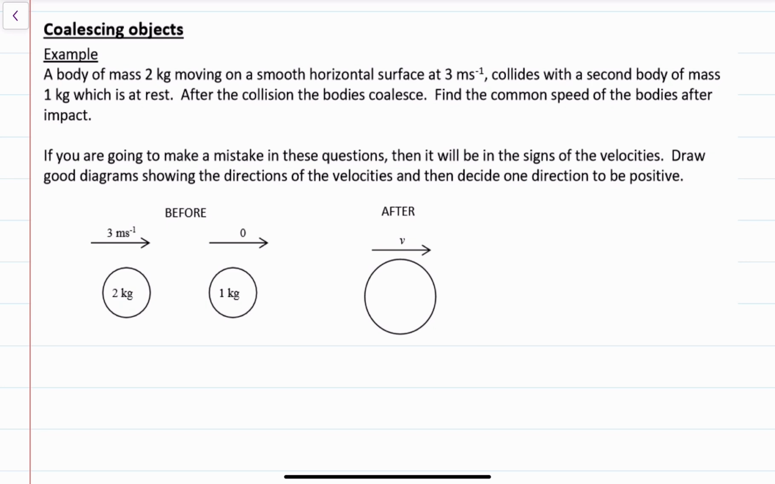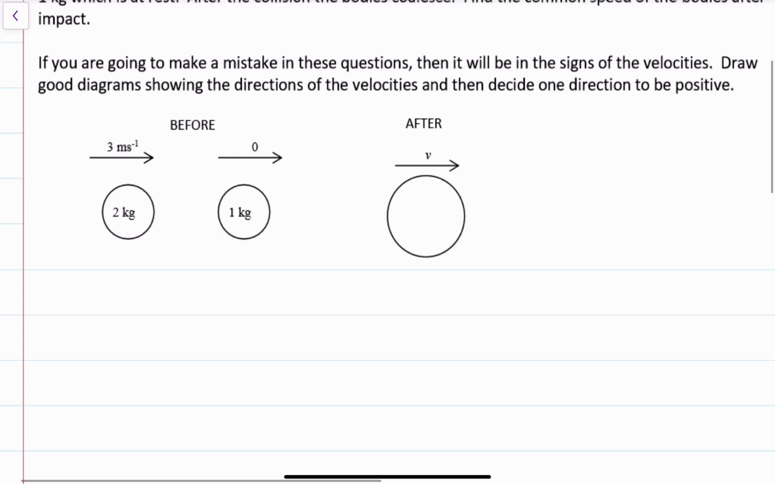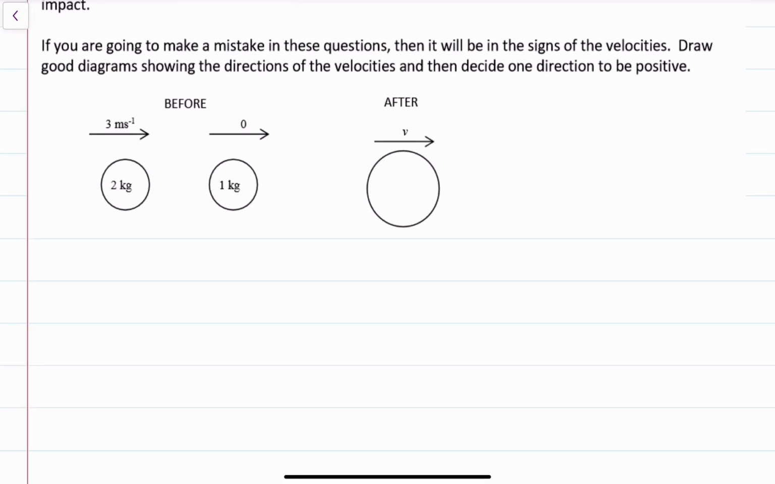In this example it says a body of mass 2 kilograms moving on a smooth horizontal surface at 3 meters per second collides with a second body of mass 1 kilogram which is at rest. After the collision the bodies coalesce, so that means they join together, so they move as one body. Find the common speed of the bodies after impact. So this is your diagram, with before and after, moving as one body.